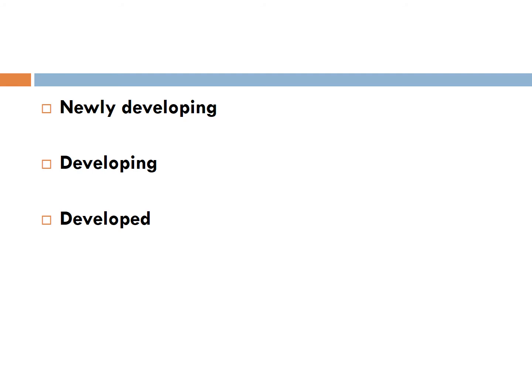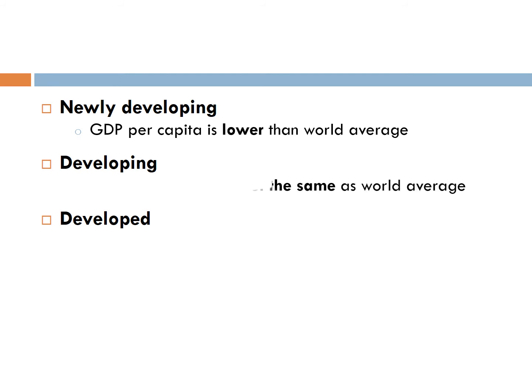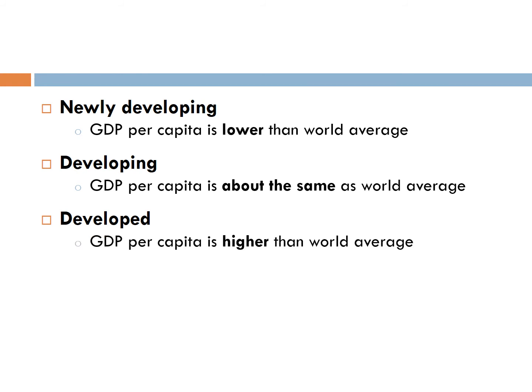So how do newly developing countries and GDP per capita relate to each other? For newly developing countries, GDP per capita is significantly lower than the world average. GDP per capita is about the same as the world average for developing countries, and for developed countries, GDP per capita is significantly higher than the world average.